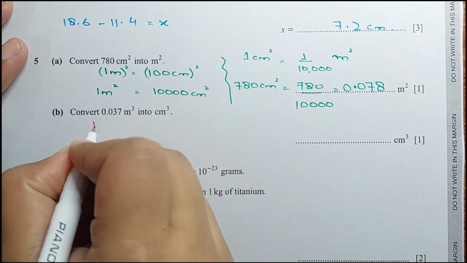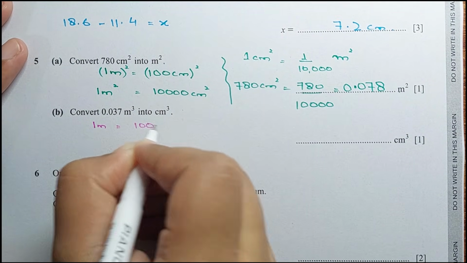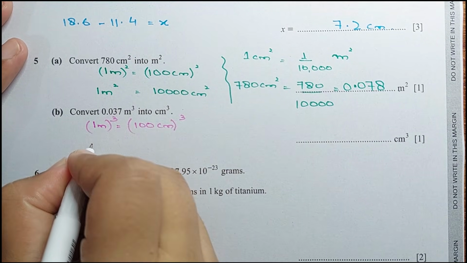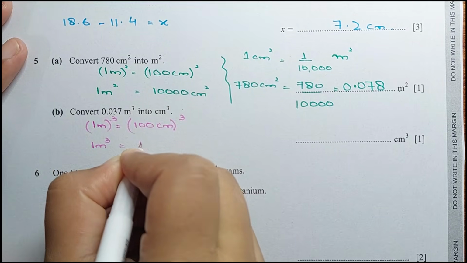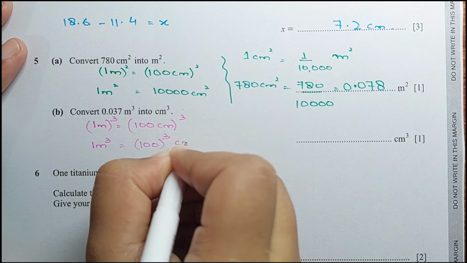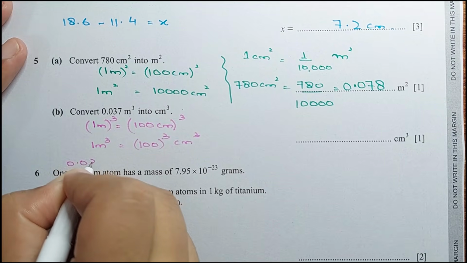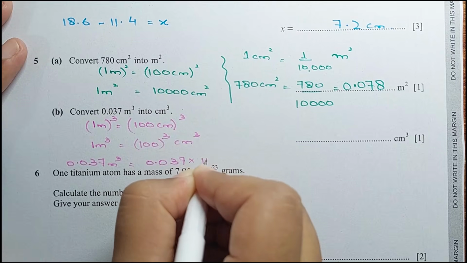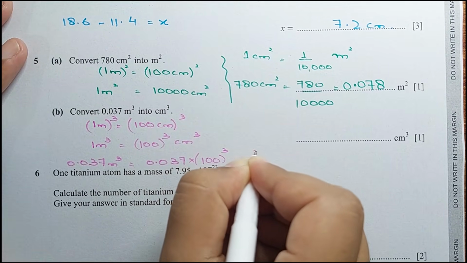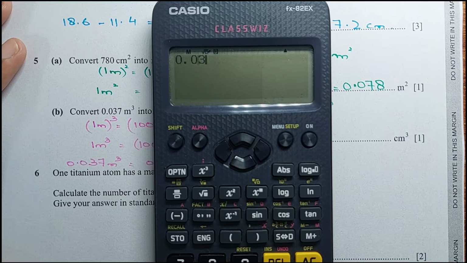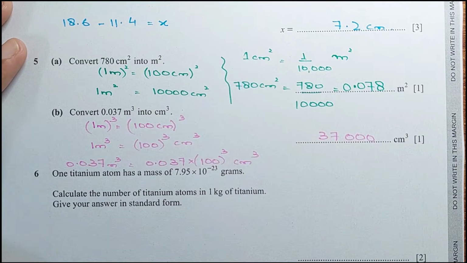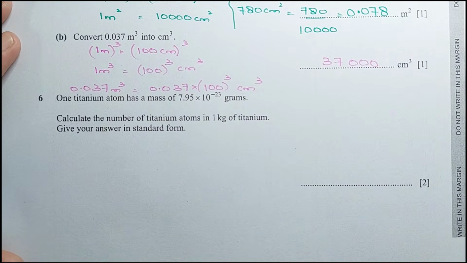Part B, convert this meter cube into centimeter cube. Use the same conversion that 1 meter has 100 centimeters, taking the cube on both sides. So 1 meter cube is 100 cube centimeter cube. What about 0.037 meter cube? This is 0.037 multiply 100 cube. 0.037 times 100 to the power 3 is 37,000 centimeter cube.